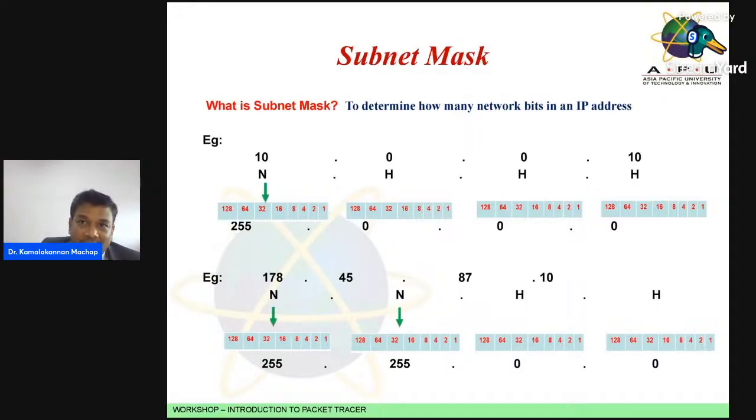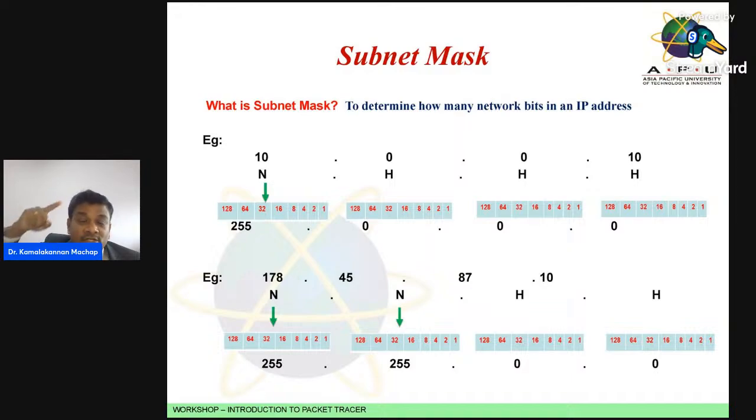So the given IP address, for example, is 92.1.24.72. You don't bother about any other octet, you just look at the first octet. The first octet is 92, so immediately we should think about which class 92 belongs to. Class A. Class A means how many network bits? 8 network bits. How many host bits? 24 host bits.